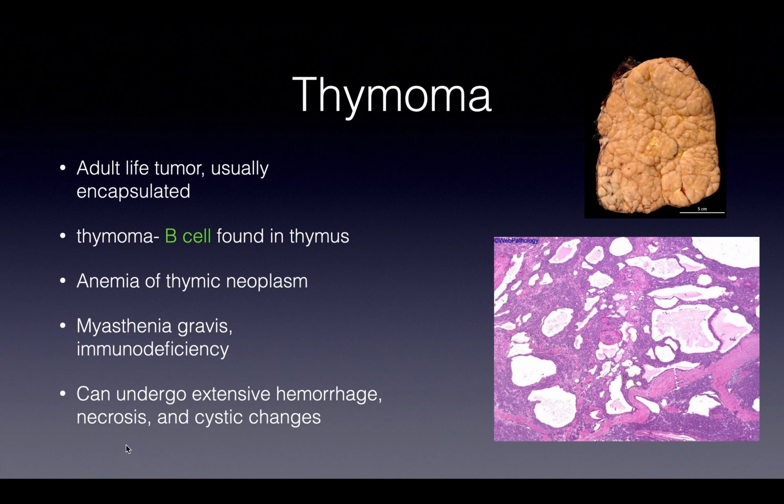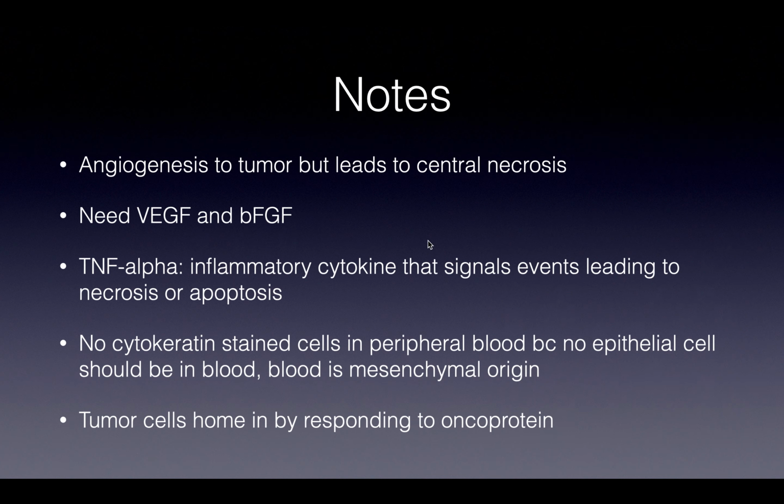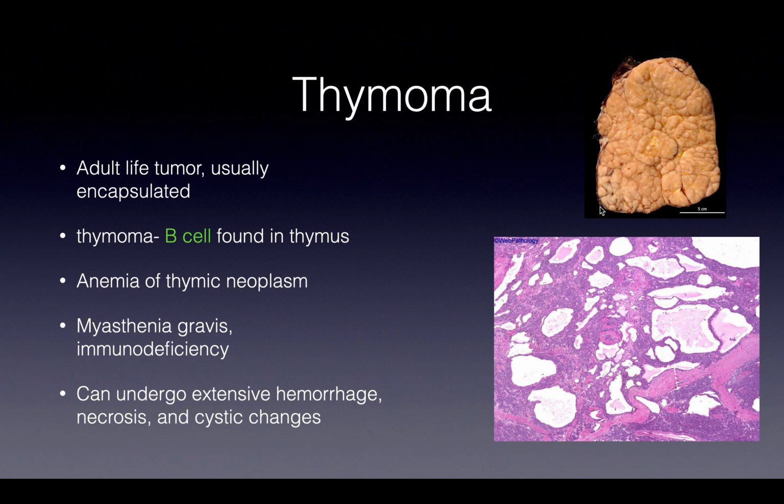Lymphoma is going to be B cells found in the thymus. There's cancer of the thymus. It's causing myasthenia gravis. So one of the treatments of myasthenia gravis is actually just a thymectomy. But particularly in children, it's going to cause immunodeficiency. And they can undergo extensive hemorrhage, necrosis, and cystic changes, and form a nice little goiter.